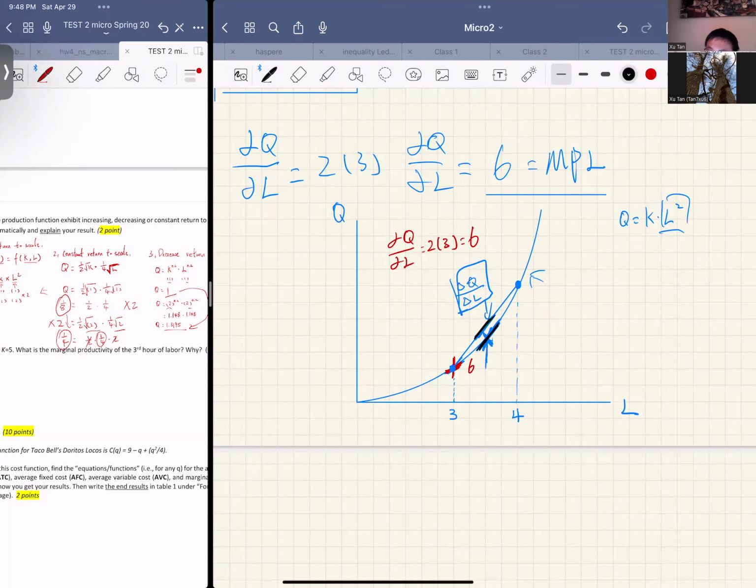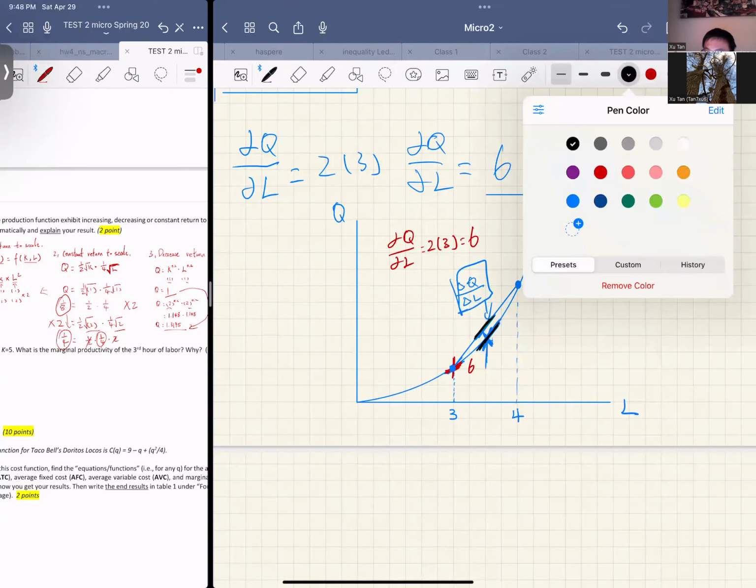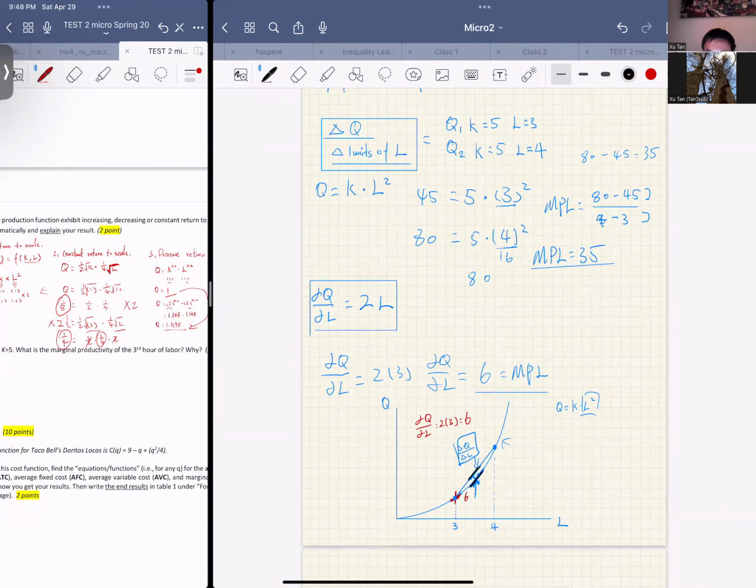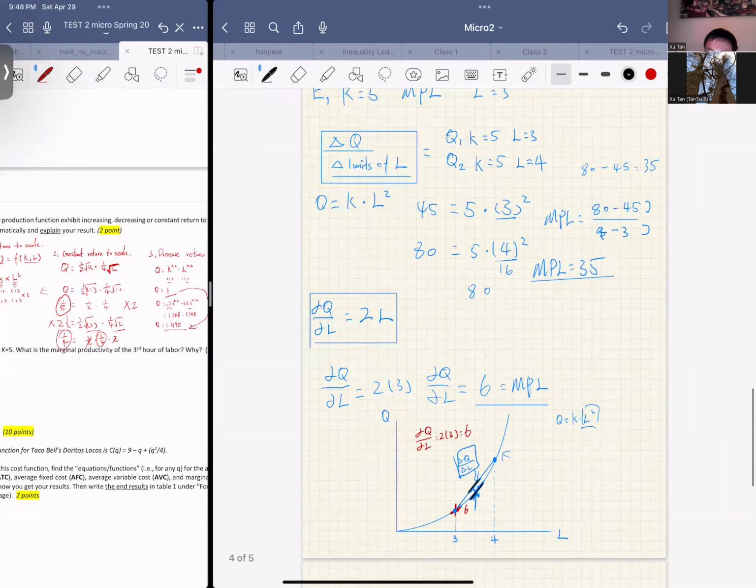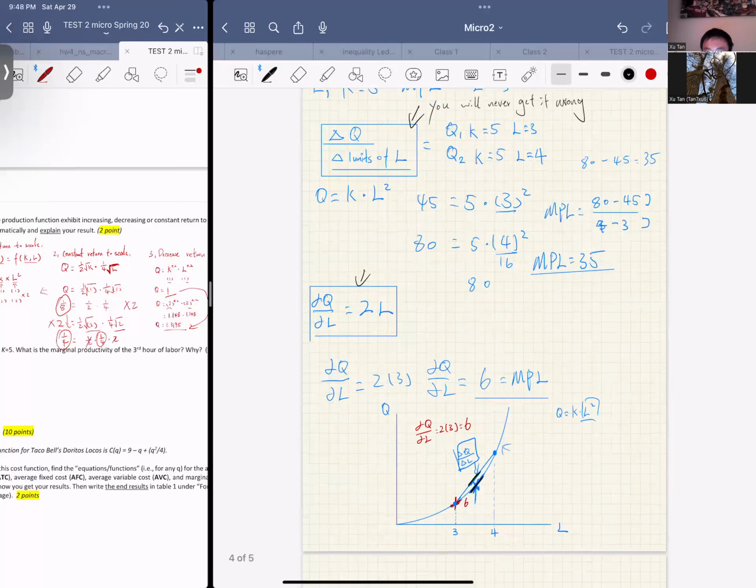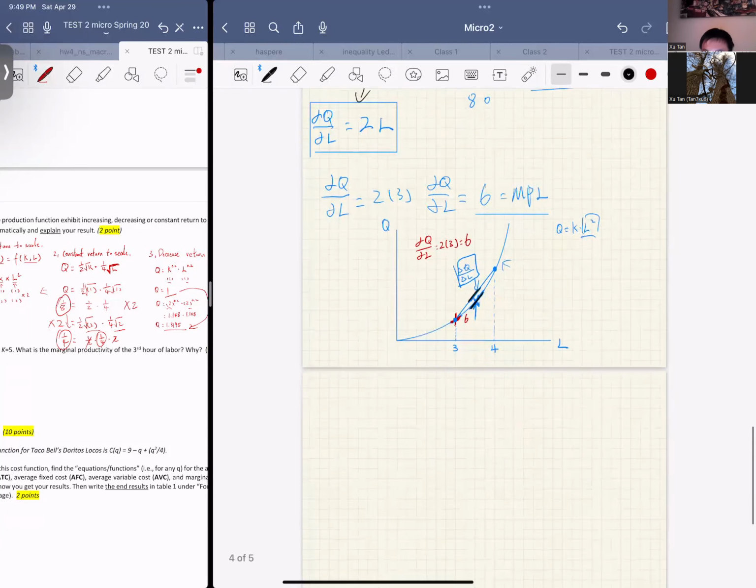So these are 2 different marginal products of labor, which is fine, because either one will be correct on the exam. If I were you, I would use this method. Okay? You will never get it wrong. And the derivative is more for calculus. If you haven't learned anything regarding calculus, you should not do it.